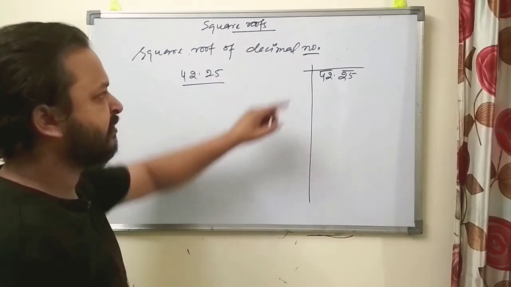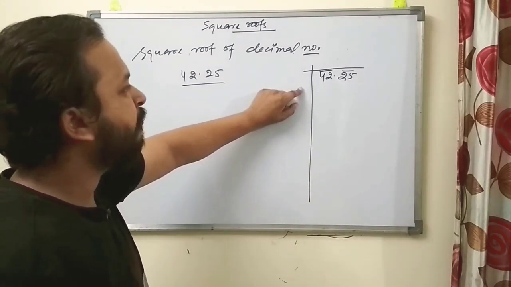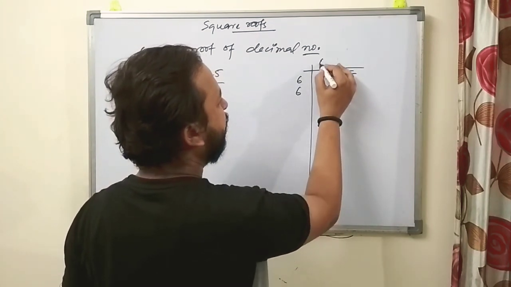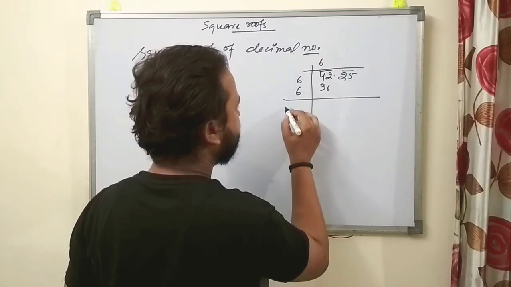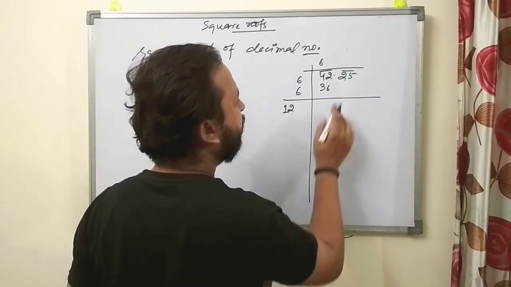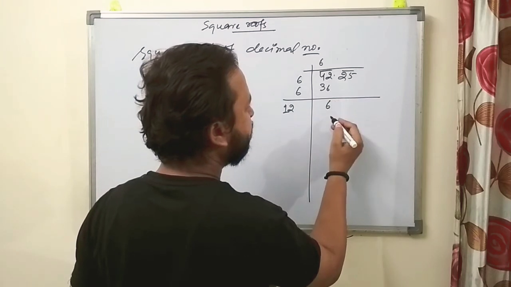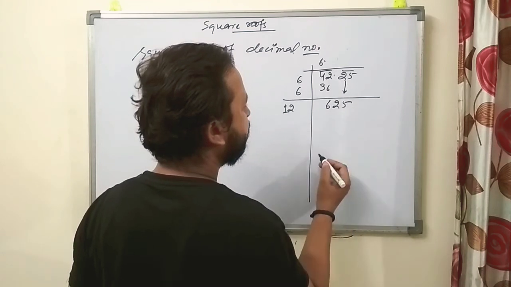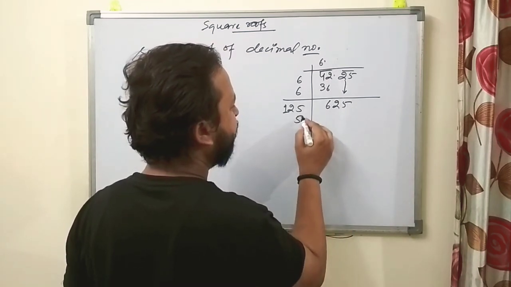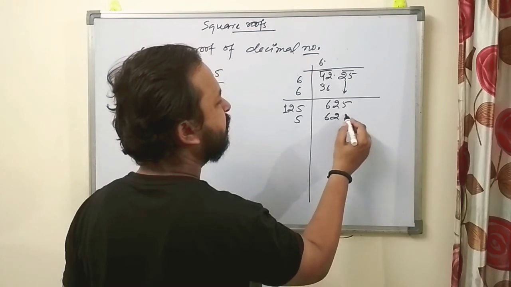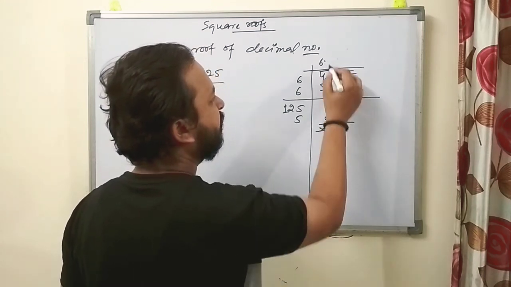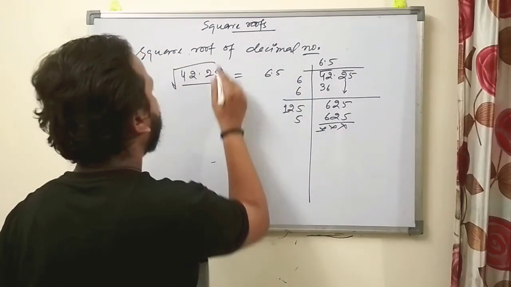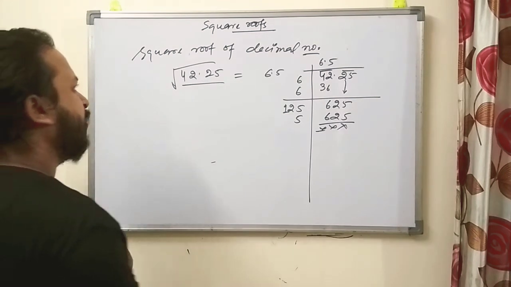If we take 7, 7 squared is 49, which is too big. So we take 6, 6 squared is 36. 6 plus 6 is 12, and 42 minus 36 is 6. Put the decimal sign here, and 625 comes down, 125 multiplied by 5 is 625. So the answer is 6.5, which means the square root of 42.25 is 6.5.